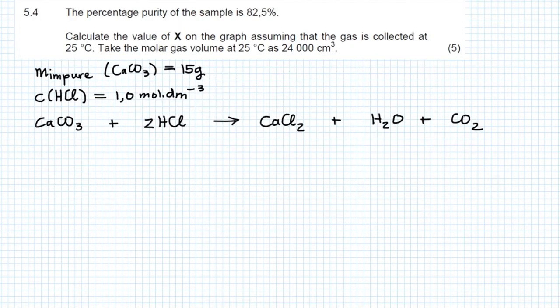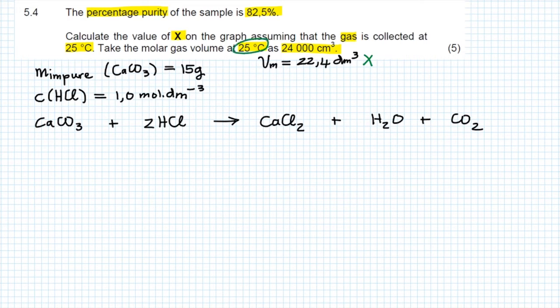Question 5.4 says, the percentage purity of the sample is 82.5%. Calculate the value of X on the graph, assuming that the gas, that is the carbon dioxide gas, is collected at 25 degrees Celsius. Take the molar gas volume at 25 degrees Celsius to be 24,000 centimeters cubed. We are used to the molar gas volume given to us at STP as 22.4 decimeters cubed. But over here they say that we are using a different molar gas volume.